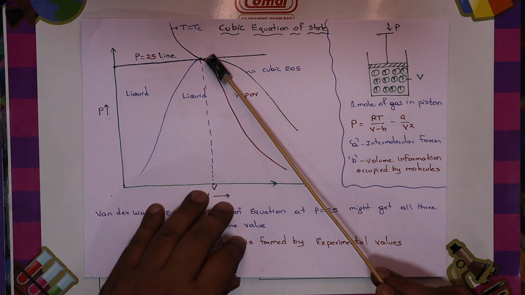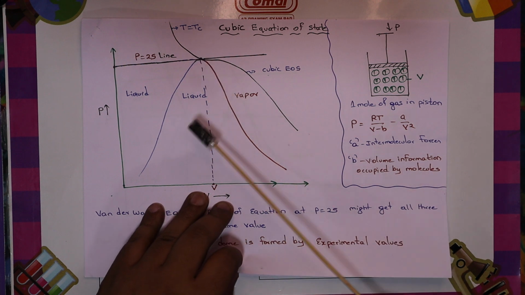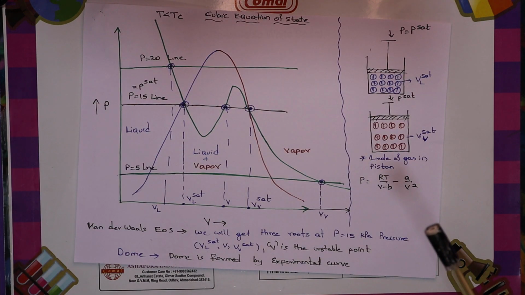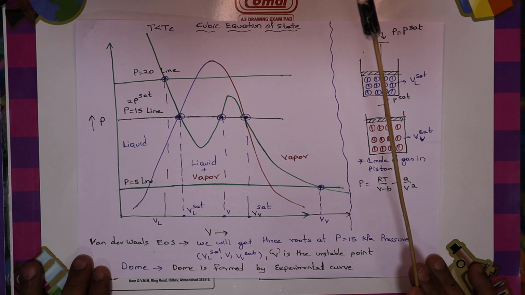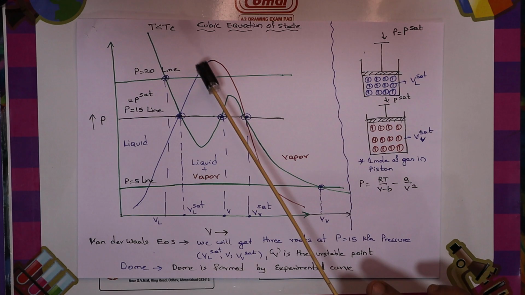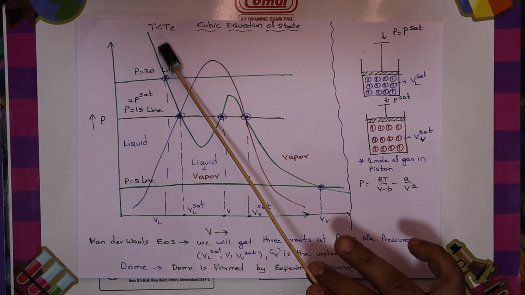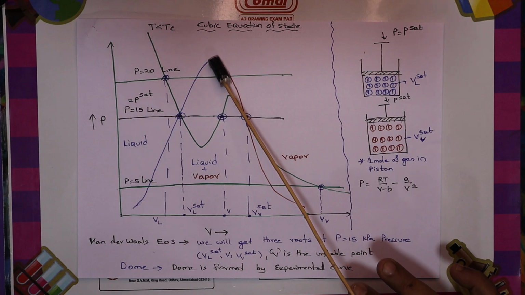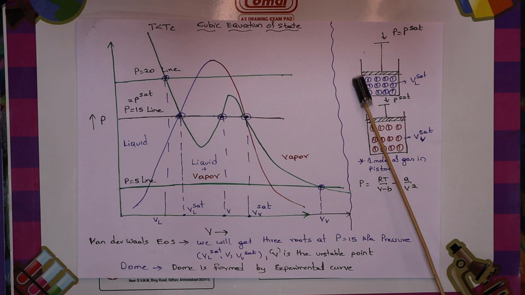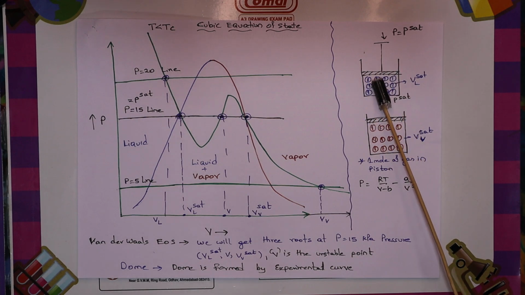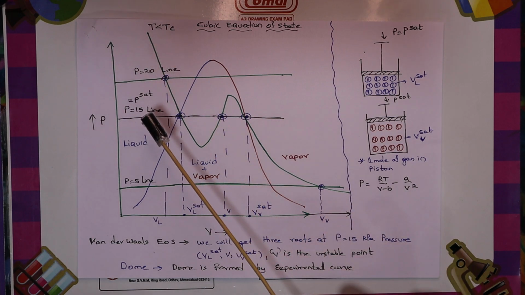Let us take one more example, and now this line is in this particular dome. Now see, this line is a cubic equation for T less than Tc. The earlier example was the T equal to Tc line, and before that the T greater than Tc line. Now it is T less than Tc. That means the temperature kept in this chamber could be less than the critical temperature.